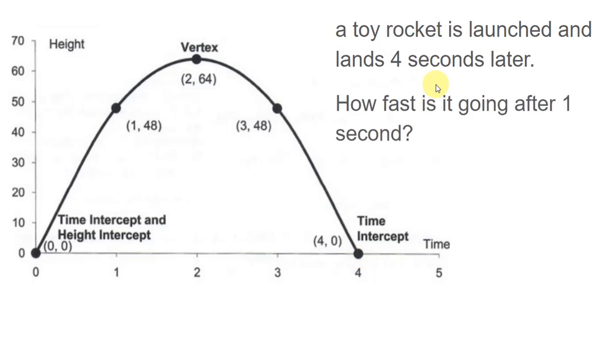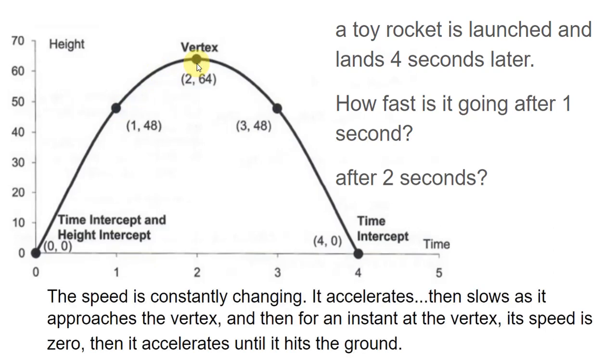How fast was it going at 1 second? At this point in time, at 1 second, how fast is this rocket going? What about how fast is it going at 2 seconds? And see, this is harder to figure out because it's not a straight line. The speed is constantly changing in this situation.